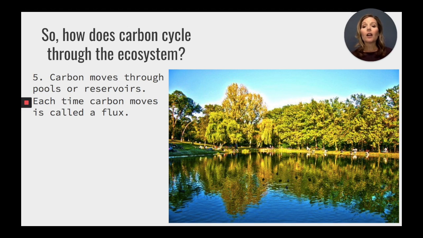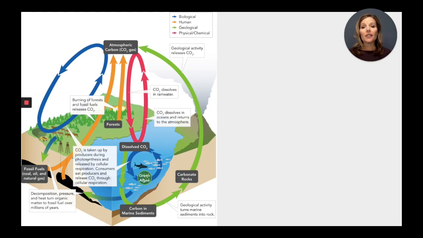So we think about carbon as moving through pools or reservoirs. Every time carbon moves, we call this a flux. So here's an image that you've seen already. You've created this image on your handout with your colored pencils, but now notice I've added some rectangles and squares that show the actual flux.